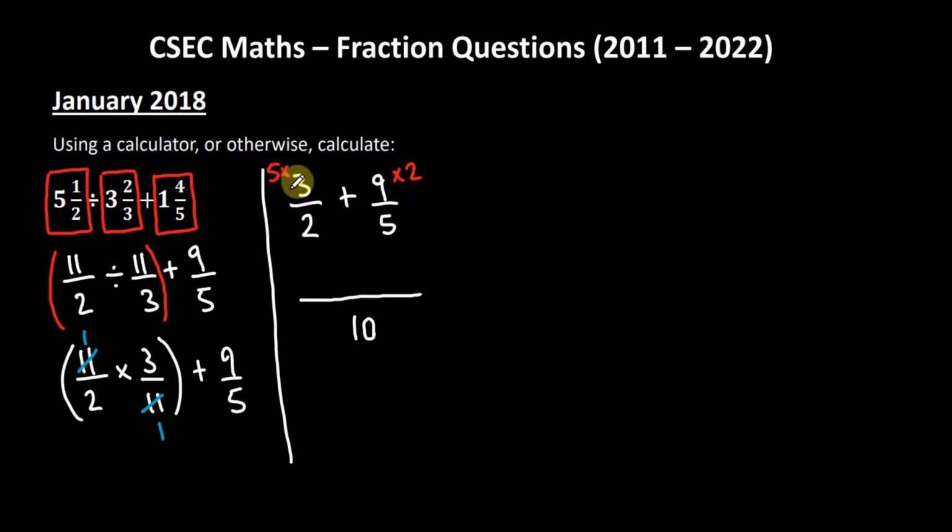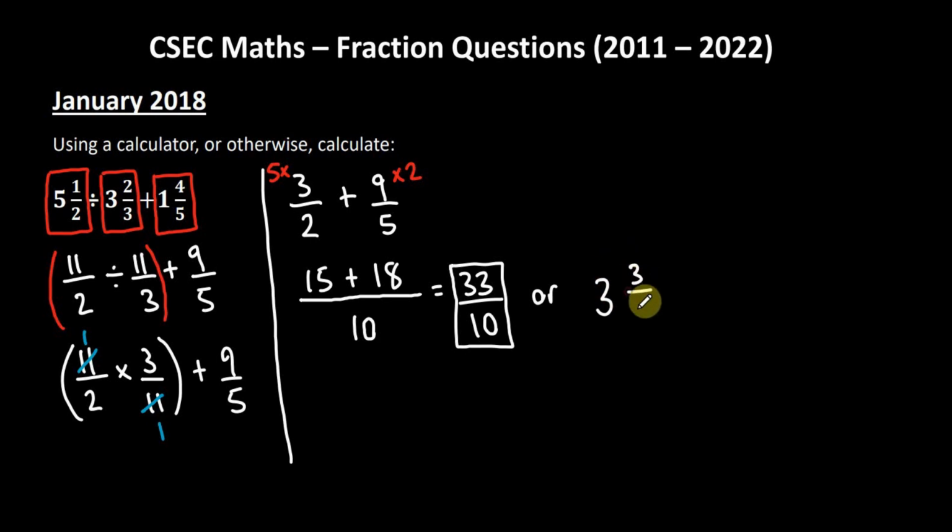Thus, we're left with 5 times 3, that's 15, plus 9 times 2, that's 18. 15 plus 18, that's 33, divided by the LCM, which is 10, and this is our answer. Or we could have written it as a mixed fraction as 3 and 3/10. So that's another way we could have written our answer as well.